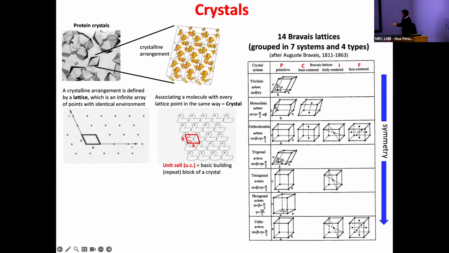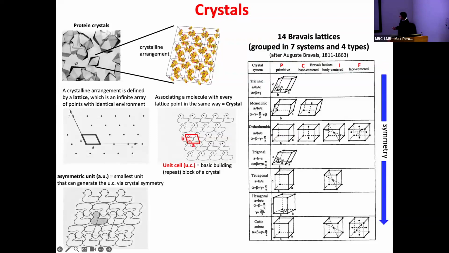These unit cells, these lattices, can only have 14 types, which are divided into 7 systems and 4 types: primitive, base-centered, body-centered, and face-centered. And the systems are the triclinic, monoclinic, orthorhombic, trigonal, tetragonal, hexagonal, and cubic.